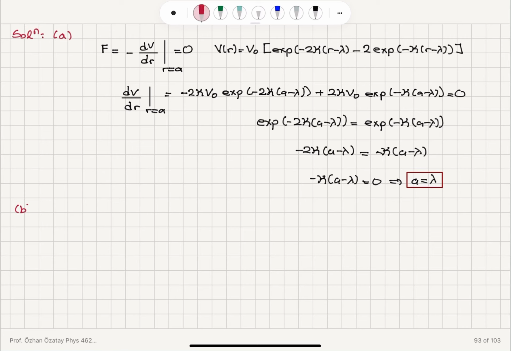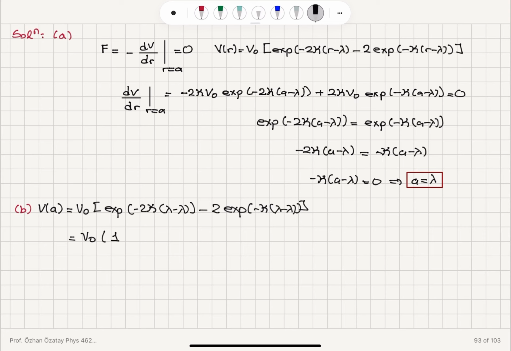Now part B, to calculate the binding energy, we have to evaluate the Morse potential at the equilibrium distance, that is V0 (exp(-2κ(λ - λ)) - 2 exp(-κ(λ - λ))), and this gives us V0 times, the first term will be 1, the second term will be minus 2, 1 minus 2, this is minus V0.